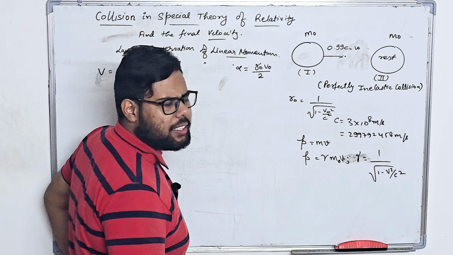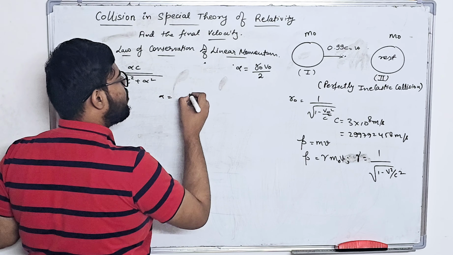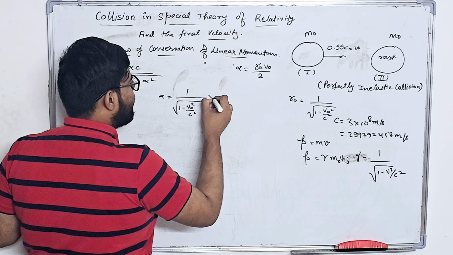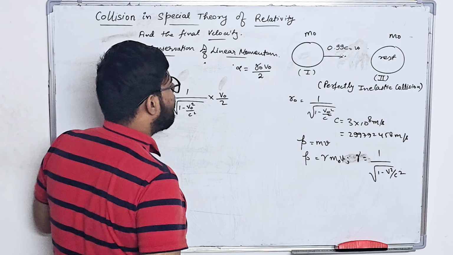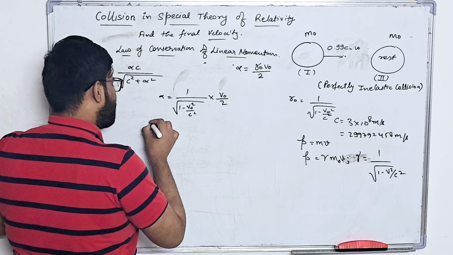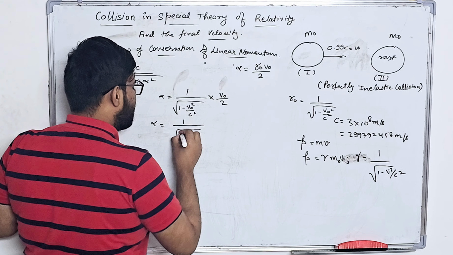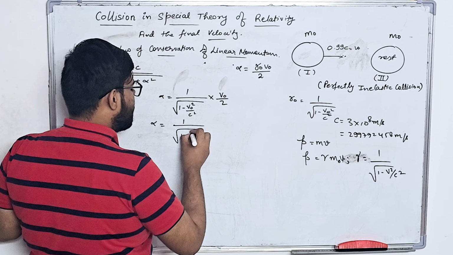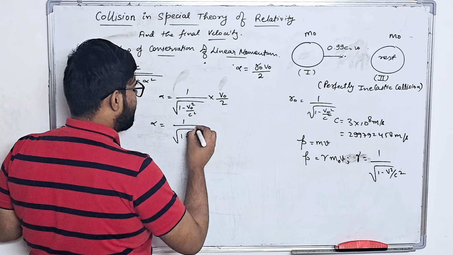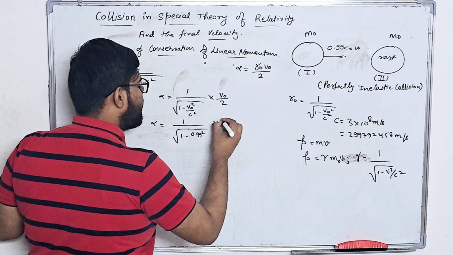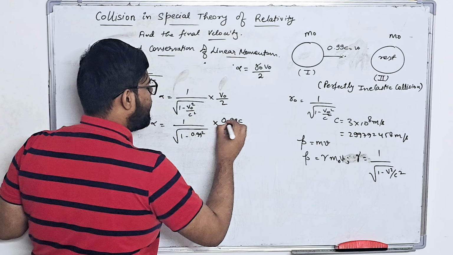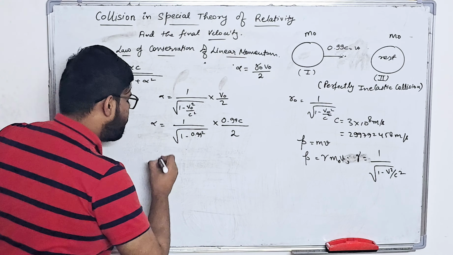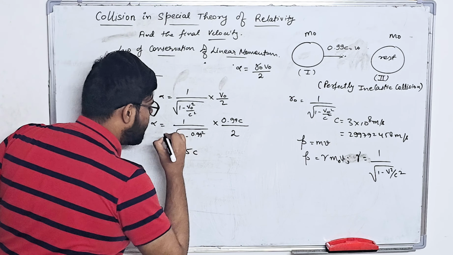So let's further simplify this expression. So we have alpha is equal to 1 upon root 1 minus v naught square by c square into v naught by 2, right? Now we have to substitute the value over here. So we'll get alpha is equal to 1 upon root 1 minus 0.99 square, c square and c square will get cancelled, into 0.99 c by 2. We got this expression, and now we need to evaluate this. So on solving this, you will get alpha as 3.5 times the speed of light.